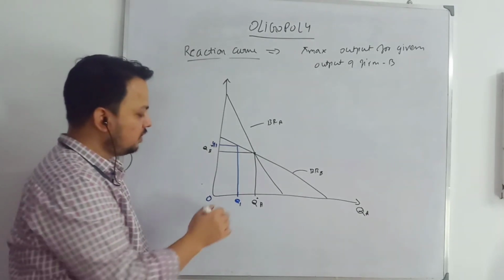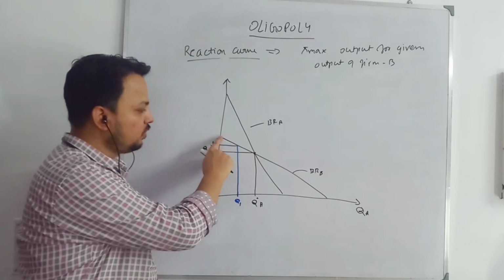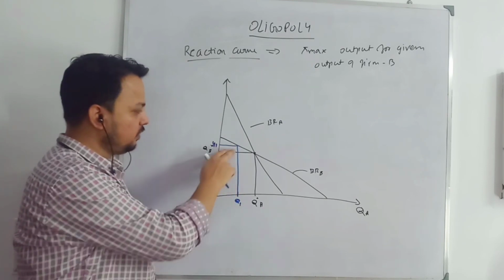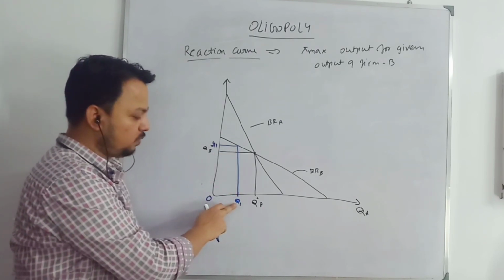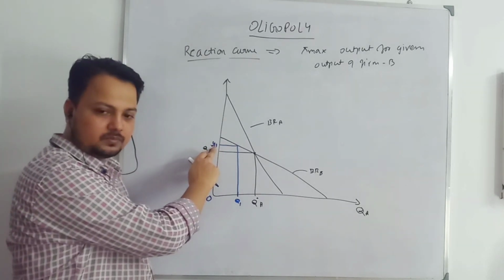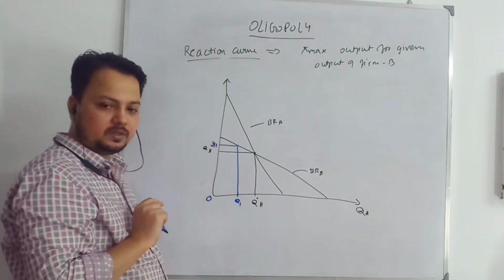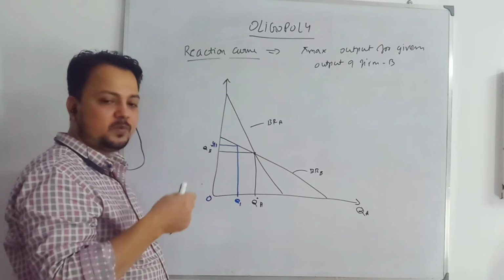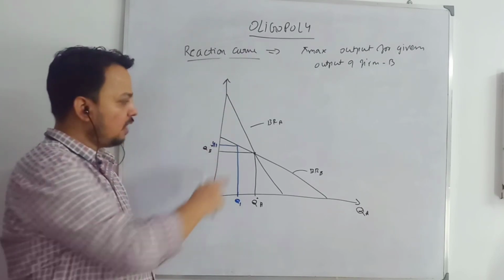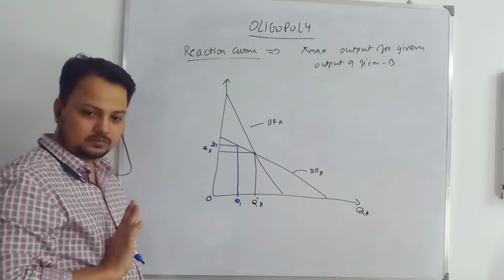Now, if firm 1 decides to produce Q1, the best response for firm B I will know through its best response curve. So when firm A produces Q1, firm B will produce Y1. Yes or no? So when firm B is producing Y1, in the next period, what will be the profit maximizing output for firm A? When firm B is producing Y1, I will know through the best response of firm A, right?